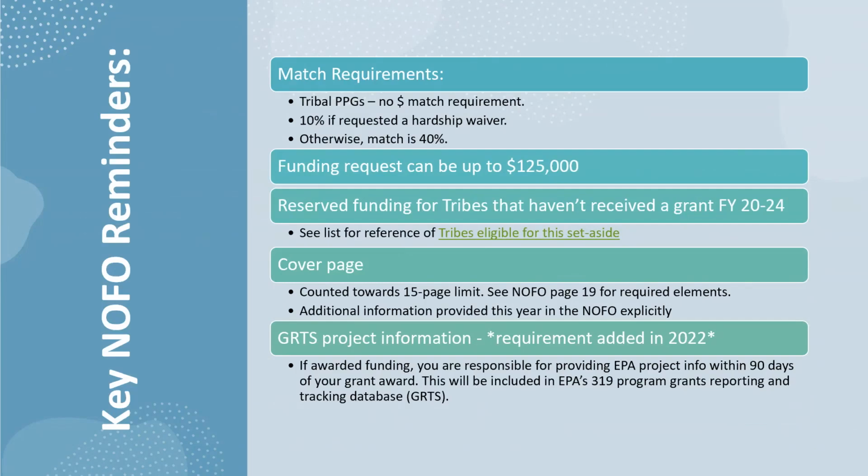Funding-wise, you can request up to $125,000. You may request less, but you cannot request more. That is something that will disqualify you in that threshold stage. So if you request more, we won't be able to score it. That's just how this particular program is written. So be sure to request $125,000 or less.